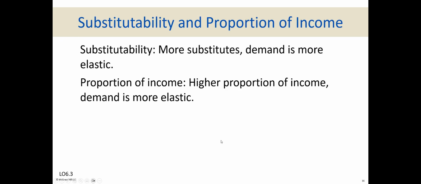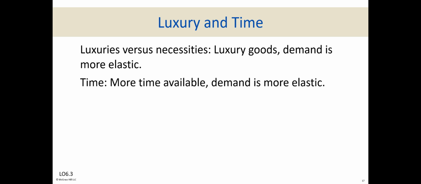So what are the determinants of elasticity? The main determinant is substitutability. So if you have more substitutes, demand is more elastic. Another determinant that I have not mentioned in the seminar is proportion of income. With a higher proportion of income, demand is more elastic because a change in the price affects your purchasing power a lot. Another one is luxuries versus necessities. Luxury goods demand is more elastic. Also, time is determinant here. If you have more time, then you have more substitutes, therefore demand is more elastic, but in the short run, demand is more inelastic because you cannot find alternatives easily in the short run.